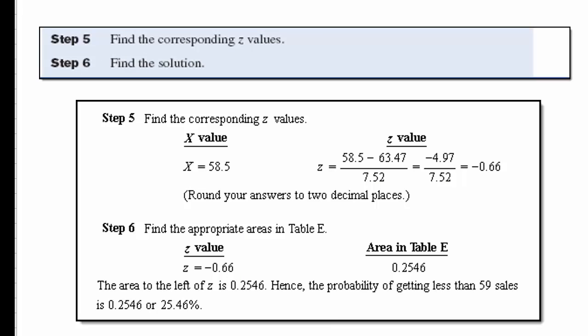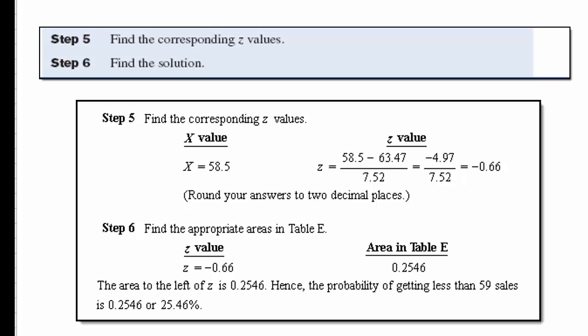Then we approach our last 2 steps, step 5 and 6. Step 5 says we need to find the corresponding z-value. To find the z-value, we use the formula: we take the 58.5 minus the mean of 63.47, and we divide it by 7.52. When we work through the math, what we get is 0.66. Remember that the 7.52 was the standard deviation.